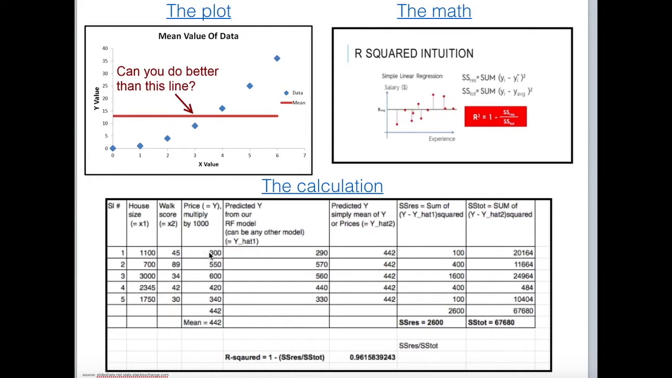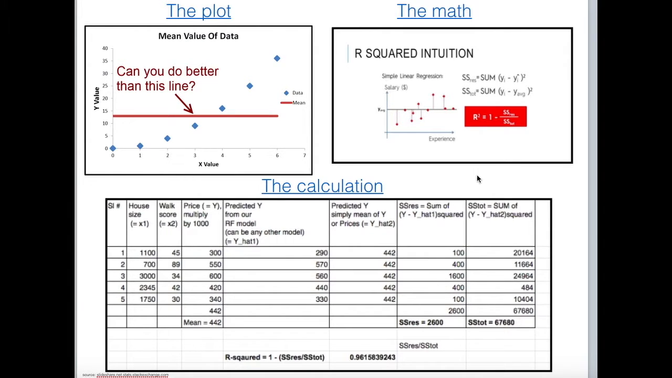In the same way, you can calculate y minus y hat 2 squared. So y is 300 in this case, minus y hat 2, which is 442. So this is 142 squared, and this is what you get. In the same way, calculate y minus y hat 2 squared for all the rows, then add them up, and you get 67,680. That is SS tot equals 67,680.